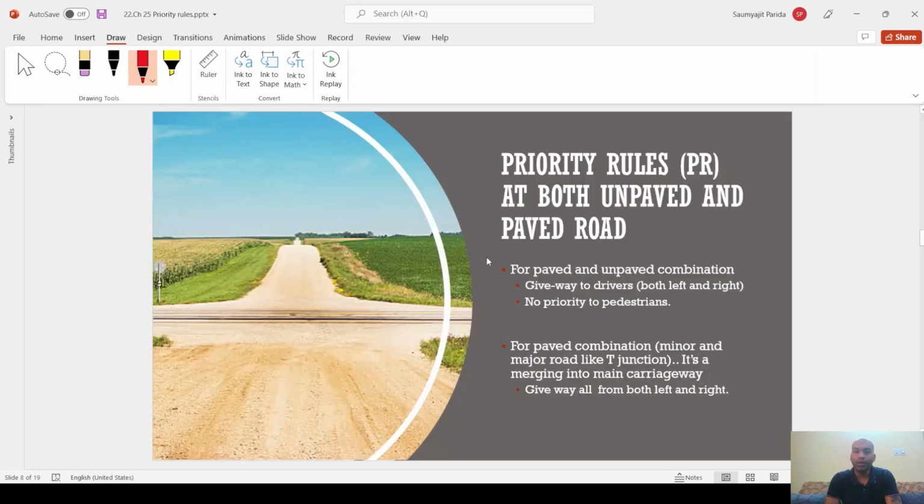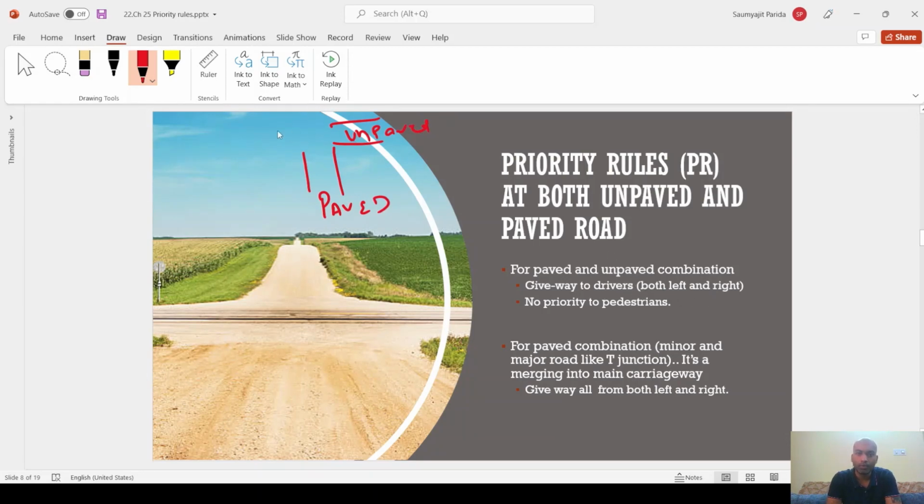Then priority rules at unpaved and paved roads. From this part, a question I can give in writing, that a question is a must. For a paved and unpaved combination, suppose this is the unpaved road and this one is a paved road, then give way to drivers from both left and right.